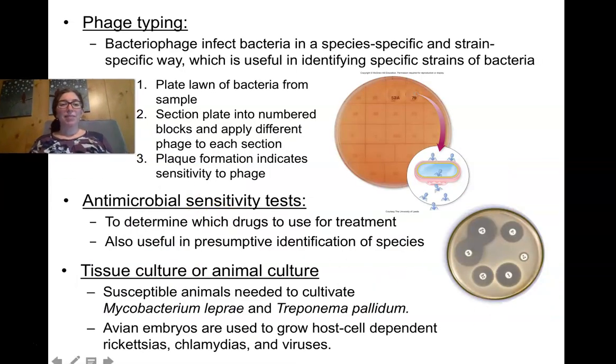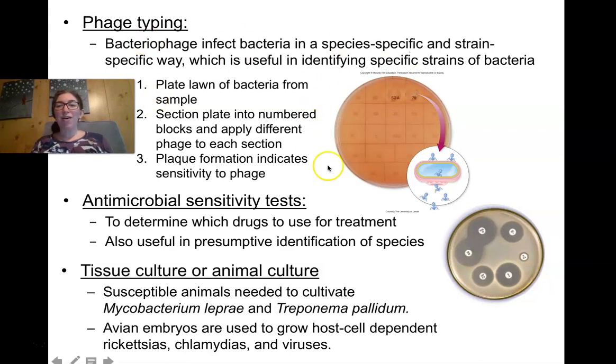Another technique that can be used is to identify bacteria through phage typing. Now remember, bacteriophages are viruses that infect bacteria, and they are super specific for different bacteria, even different strains of the same species of bacteria. And so you can use phages that have known specificities, like say there's 20 different strains of E. coli, and you have 20 different phages that infect each specific strain, and you want to figure out which strain of E. coli you have.